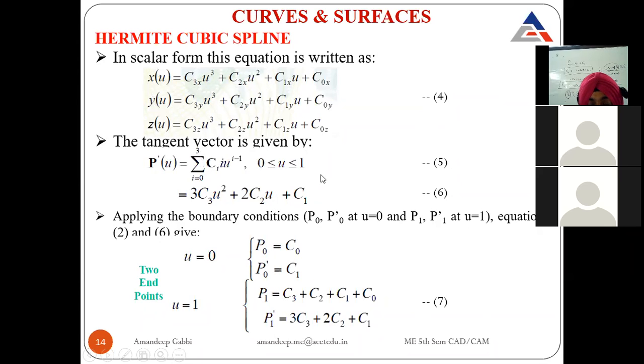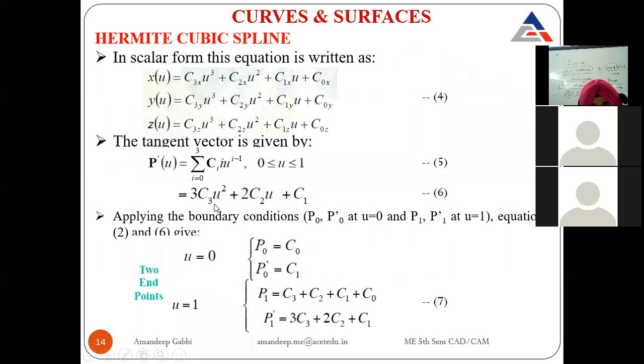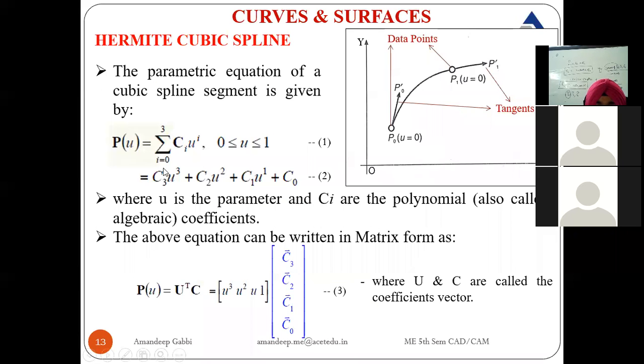Now the tangent vector is given by the following. To calculate the tangent of a particular equation, what we generally do is take the derivative of it. We will be differentiating with respect to u. P dash u is equal to 3C3 u square plus 2C2 u plus C1. This is the equation when you differentiate this particular equation.